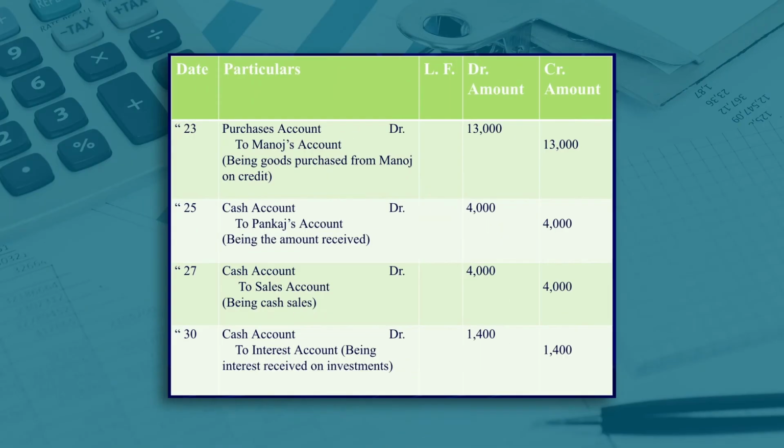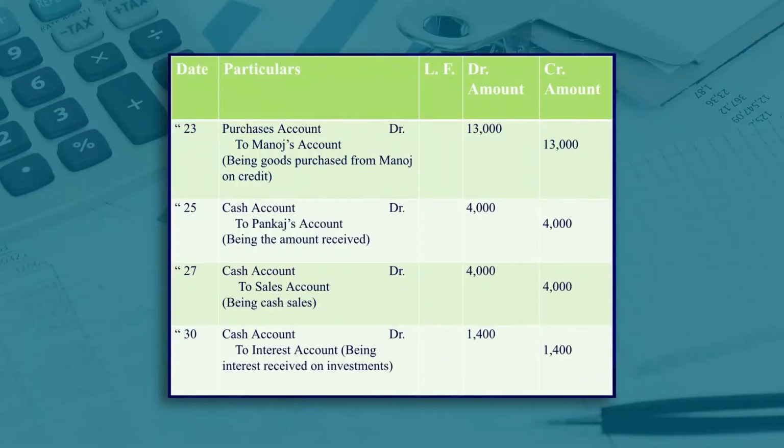Next, we go back to the last transaction, received interest on investment 1,400. Here two accounts are going to be affected. First one is cash account and the second one is interest account. Cash being an asset comes under the real account and we will apply the rule of the real account, debit what comes in. Cash is coming in, therefore cash account will be debited.